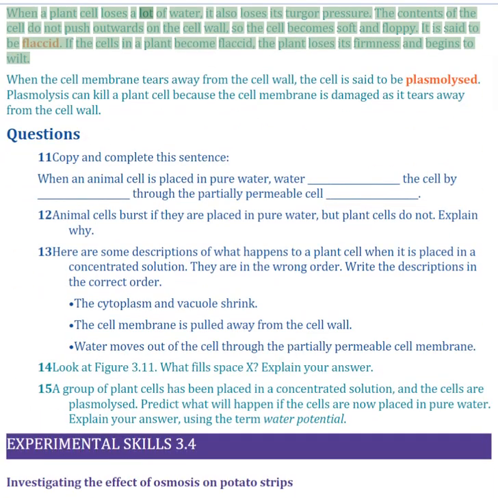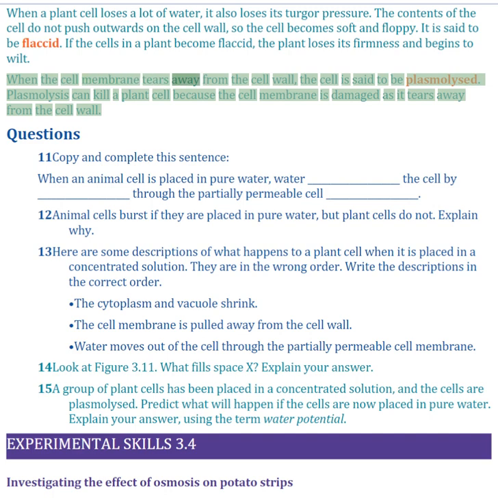When a plant cell loses a lot of water, it also loses its turgor pressure. The contents of the cell do not push outwards on the cell wall, so the cell becomes soft and floppy. It is said to be flaccid. If the cells in a plant become flaccid, the plant loses its firmness and begins to wilt. When the cell membrane tears away from the cell wall, the cell is said to be plasmolyzed. Plasmolysis can kill a plant cell because the cell membrane is damaged as it tears away from the cell wall.